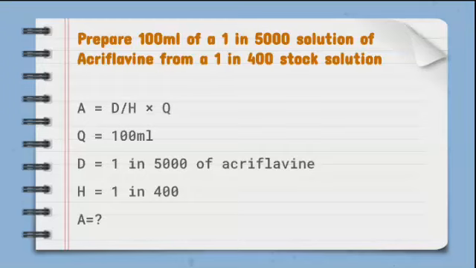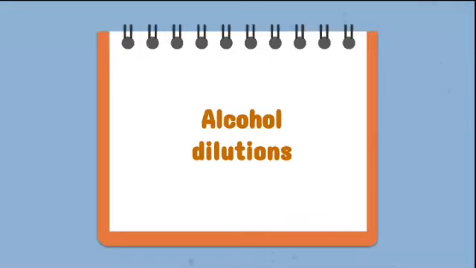So how will you do it? A is equal to D is 1 by 5000 divided by 1 by 400. So this 400 goes up, into quantity is 100 ml. Calculate and you will find the answer in your book. This was one repeated question from your question paper.